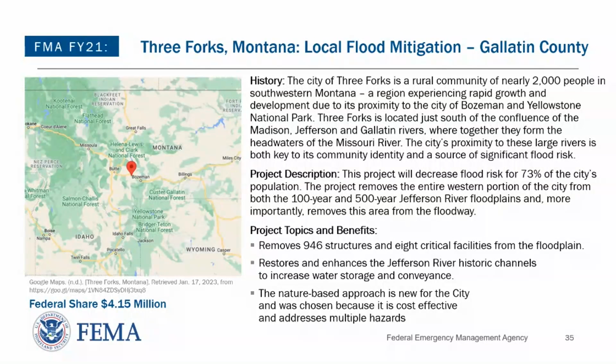Some of the benefits from this project include how it enabled Three Forks to continue to serve as a hub for affordable housing in an increasingly unaffordable county. Without a mitigation solution, much of the city would be off limits to development due to flood risk. It removes hundreds of structures and multiple critical facilities from the floodplain. It restores and enhances the Jefferson River historic channels to increase water storage and conveyance. And the project employs a nature-based approach that proved cost-effective and addressed multiple hazards.